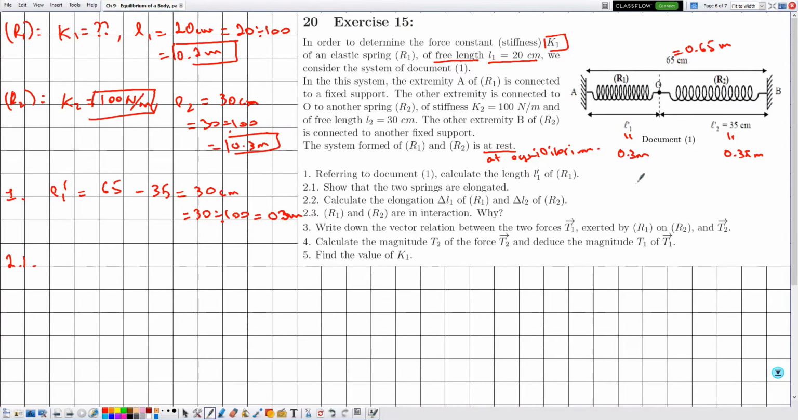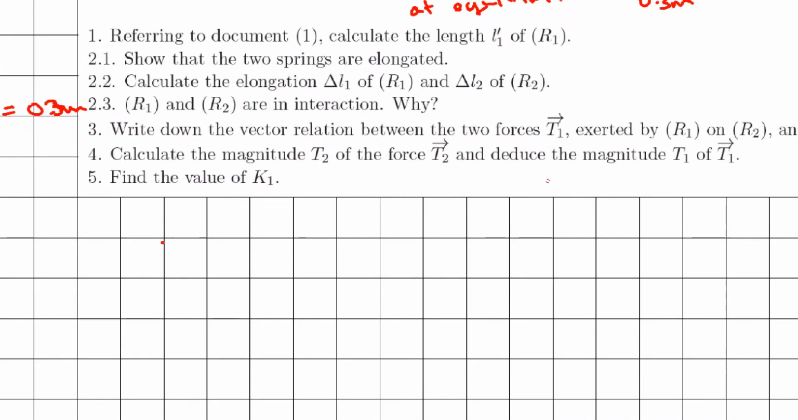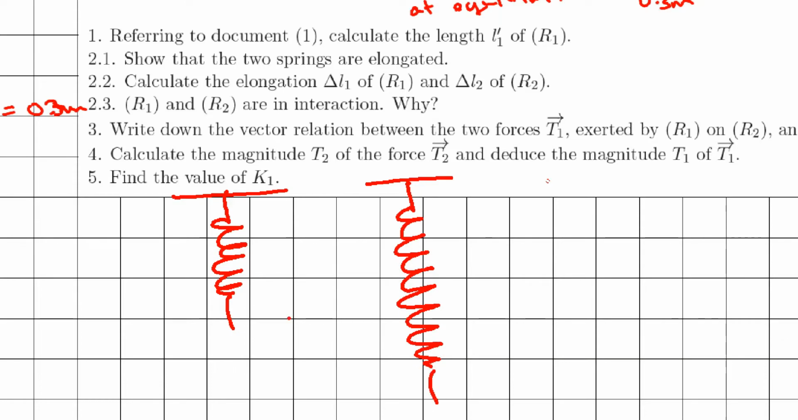Now in 2.1, show that the springs are elongated. What is meant by the spring is elongated? The spring to be elongated. So we know that the spring has a free length, and if the spring elongates, the condition here is that the new length, which is L prime or L, must be greater than L0. So in this case, if we compare L and L0, this is sufficient to prove that the spring is elongated.